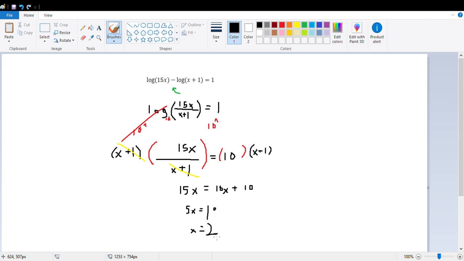We have the log of 30. This would give me log of 30 minus the log of 3. Neither one of those give me a negative in the logarithm. If you use a calculator, you would see that that does indeed reduce to 1. So we're going to go ahead and call that the answer. 2 is our solution.